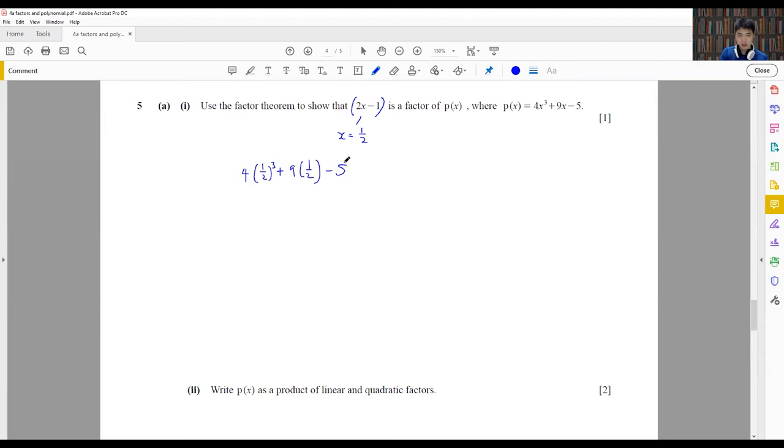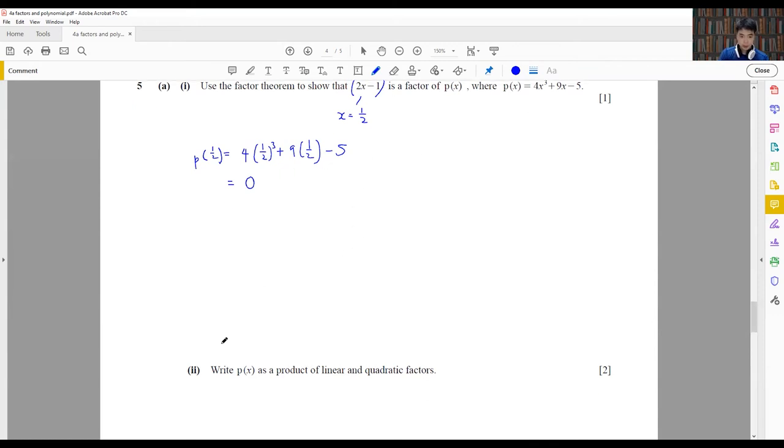In this case here, calculating this, typing this into your calculator, you would end up getting 0. Therefore, proving that 2x minus 1 is a factor of 4x cubed plus 9x minus 5. 1 mark question. Now, the next question over here, write p(x) as the product of linear and quadratic factors. So we already have our linear factor, which is 2x minus 1 here.